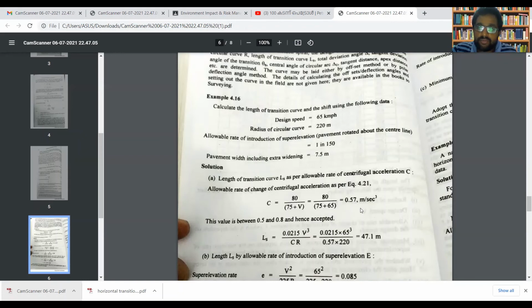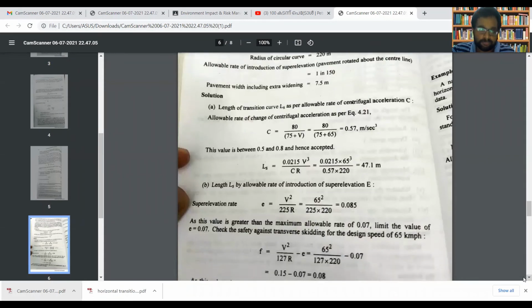I told that the value of C should be between 0.5 and 0.8. Here the value is 0.57, which is between 0.5 and 0.8. So the length of transition curve Ls is equal to 0.0215 V cube divided by CR. The formula was explained in the previous section. So solving it, you are obtaining the value of length of transition curve as 47.1 meter.